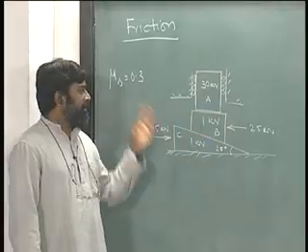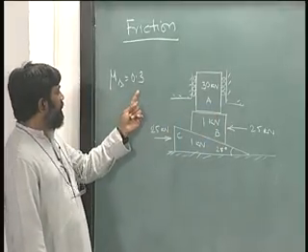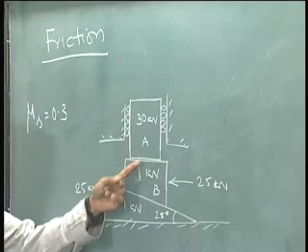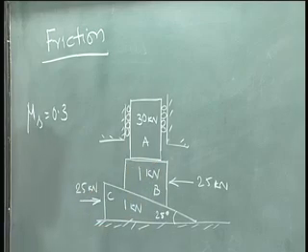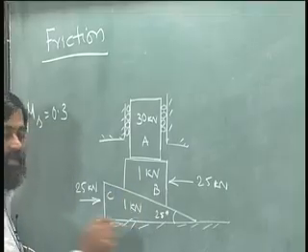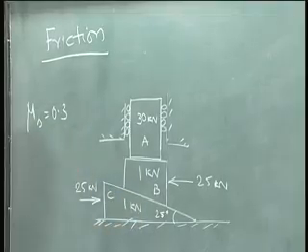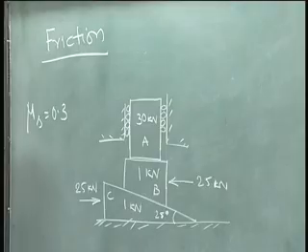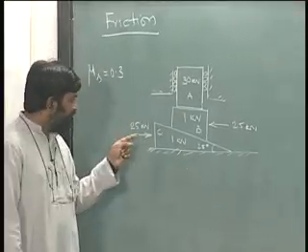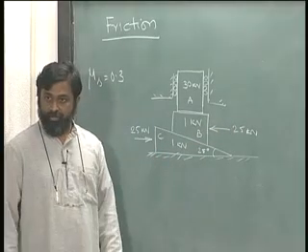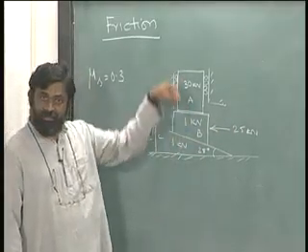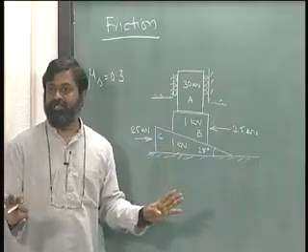Now there are other parameters given, for example the static friction coefficient between all the contact surfaces. I presume the contact surfaces are between A and B, B and C, and C and ground. All these, the static friction is 0.3. The question right now is, given that I have applied 25 kilonewton over here, do you think this will move up, do you think it will move down, or it will remain stationary?